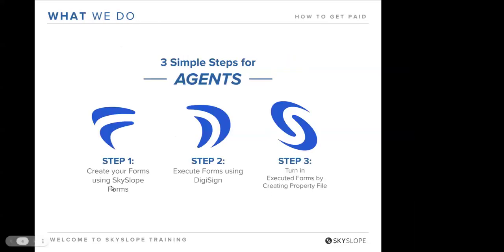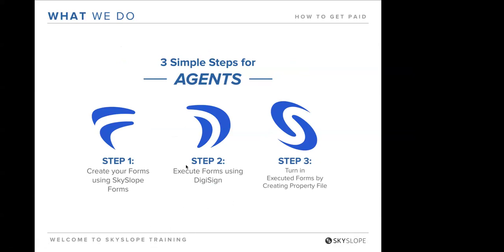Now, the 3 steps that we'll be covering here as the agent are: step 1, navigating onto SkySlope and then utilizing SkySlope forms to send out association and broker-specific forms. Once we have those forms ready, we're going to send them through our integrated digital signature tool. We call this DigiSign. In step 3, once we send out those forms and get the signed forms, we're ready to go ahead and create a property file.